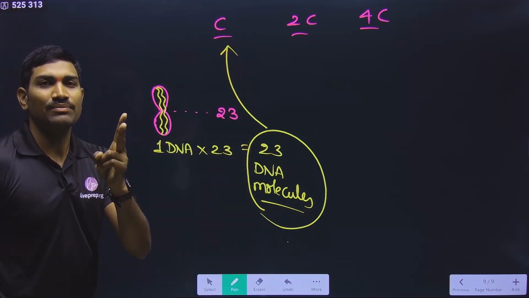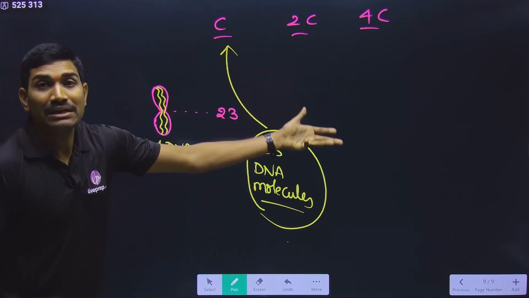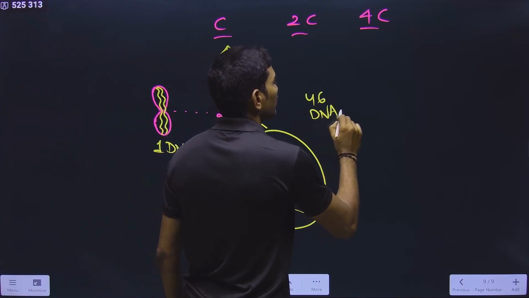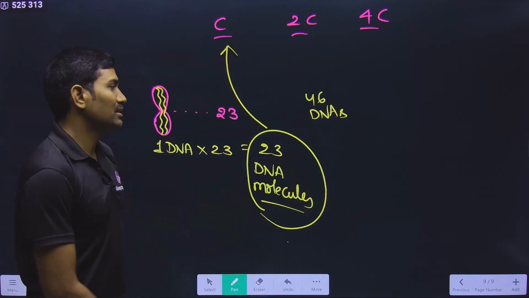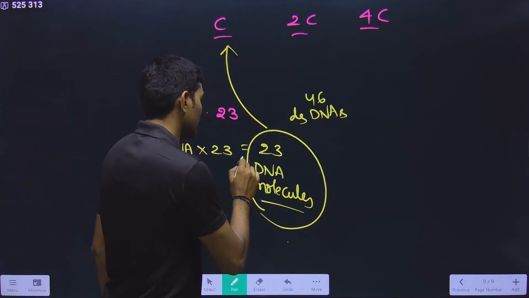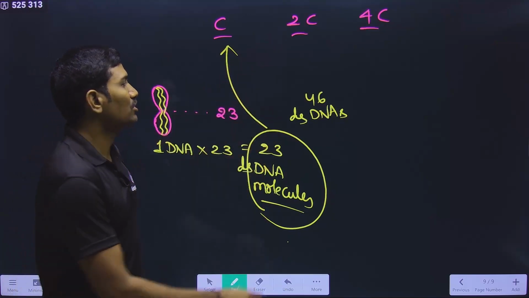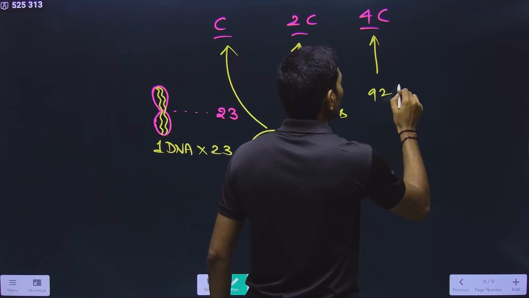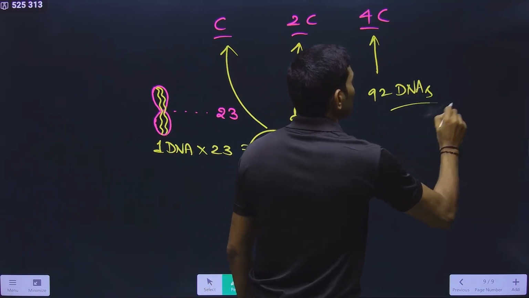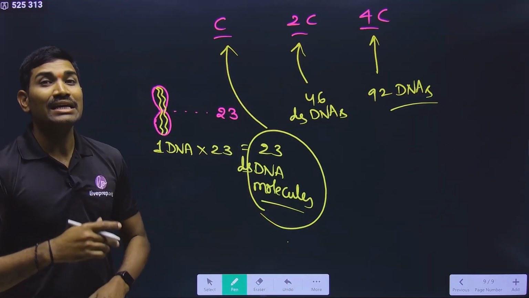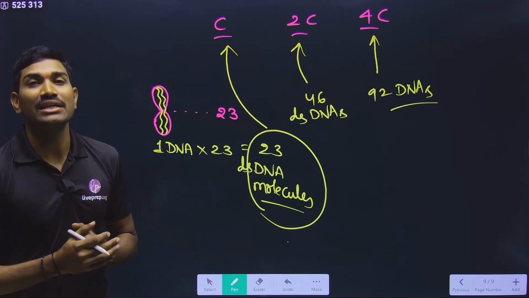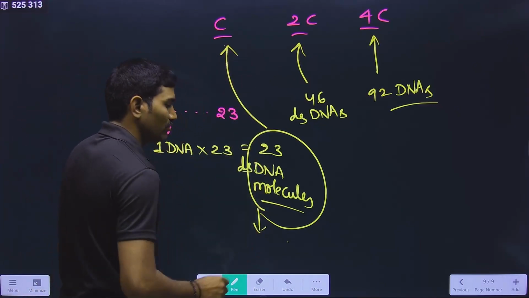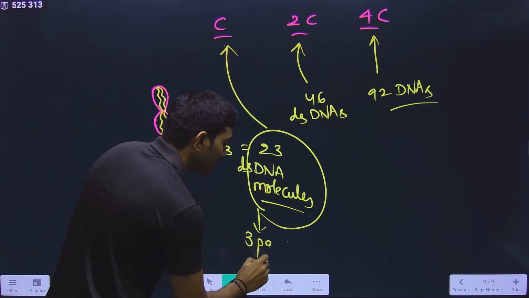Then what is 2C? The amount of DNA should be doubled. Doubled means if 46 double-stranded DNA molecules are present, then it is called 2C. Then what is 4C? If 92 DNA molecules are present, that is 4C. Please understand here, it is the amount or content of the DNA. Understood or not? In the case of human, these 23 molecules are approximately 3 picograms.